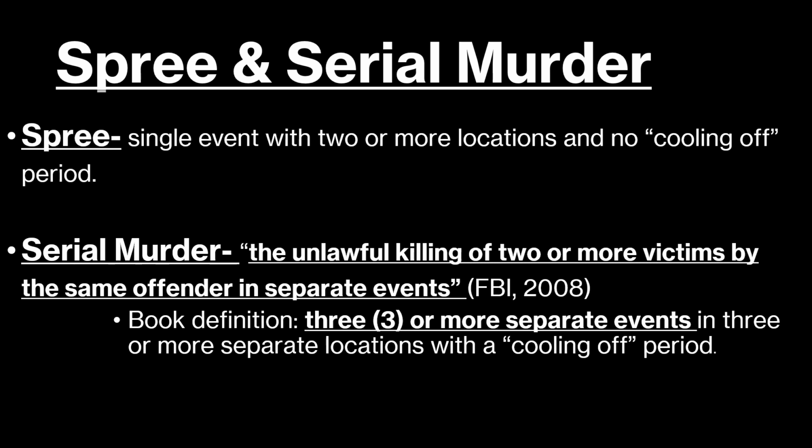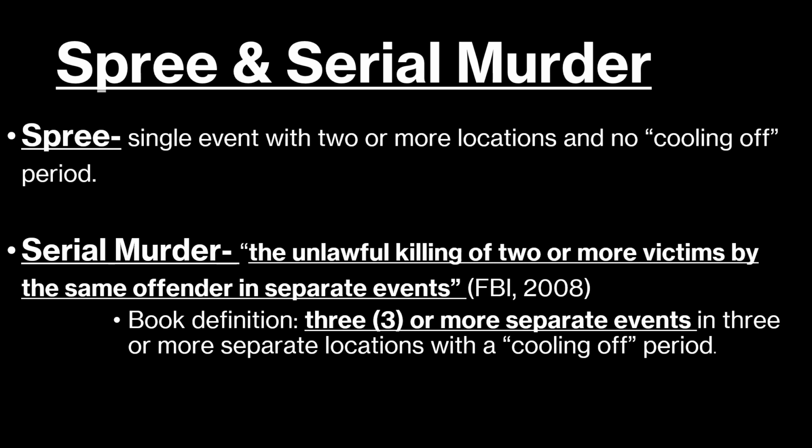But a spree murder is I go to McDonald's and I shoot up the McDonald's. Then I go to the Aurora movie theater and I kill 12 more people there. It was a very short time span, but the murders happened in two or more locations. A serial murder is defined by the FBI as the unlawful killing of two or more victims by the same offender in separate events over a prolonged period of time.